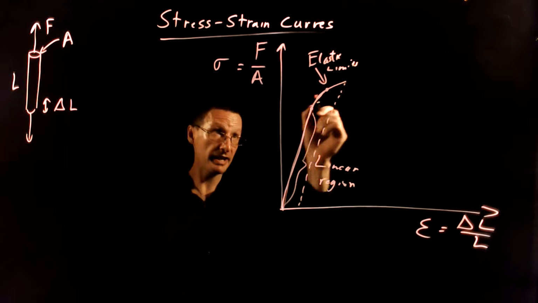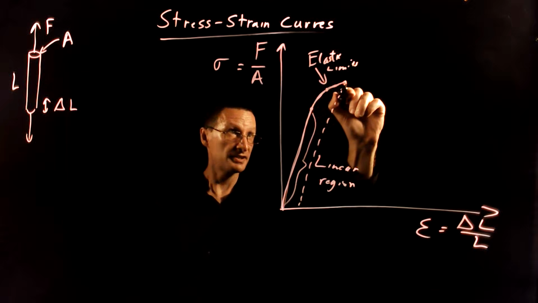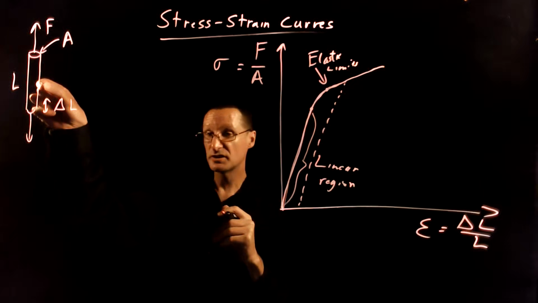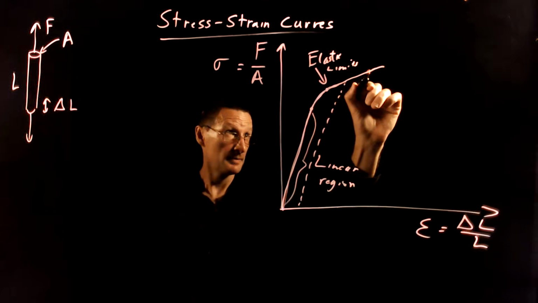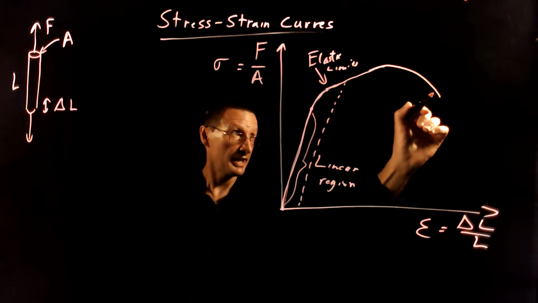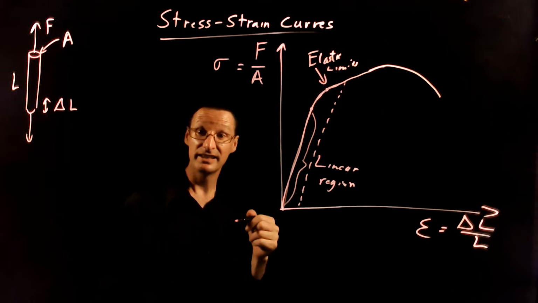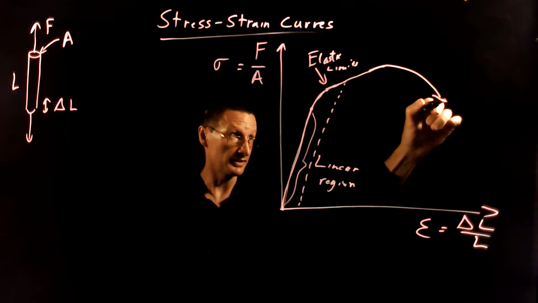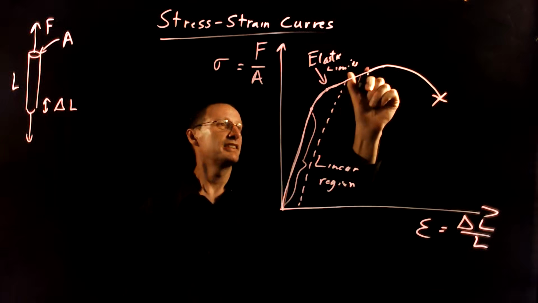Now, this is a metal sample here, or metal wire. As we continue to stretch it, the stress will continue to increase, but then at some point it will start to decrease in thickness. It'll start to get thinner in the middle, and that's called necking, and the stress will actually decrease. That is, the applied force necessary to continue to stretch it will decrease. And at some point it breaks at the end there.